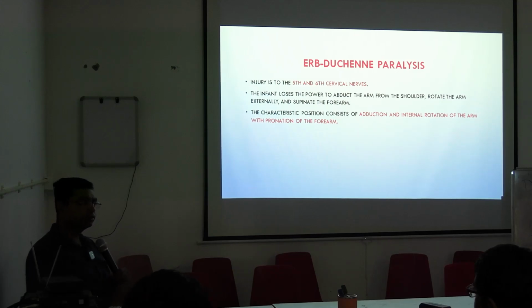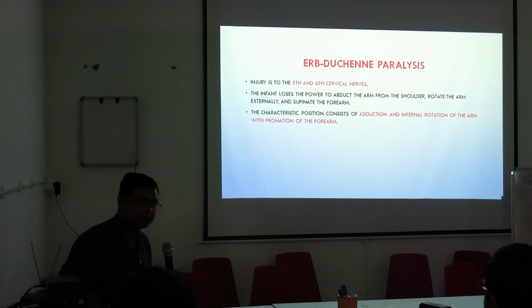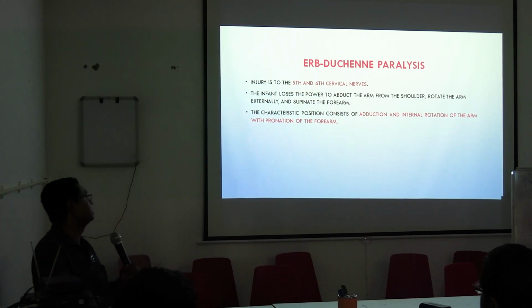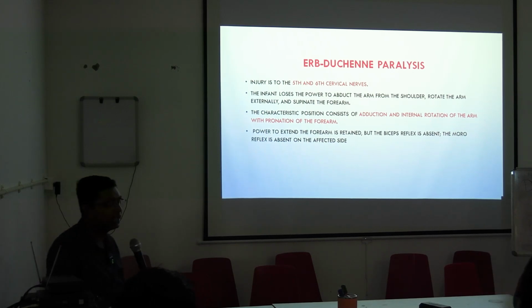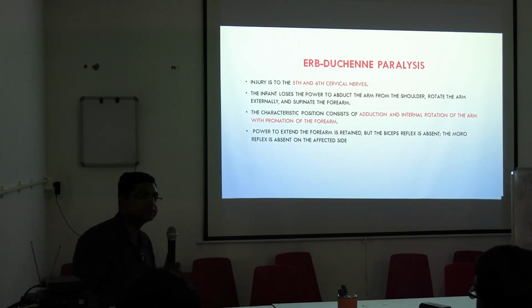So it is also called which type of deformity? Policeman's tip hand deformity. Power to extend the forearm is retained, but the biceps reflex is absent and the Moro reflex is absent on the affected side. Moro reflex কি বল?